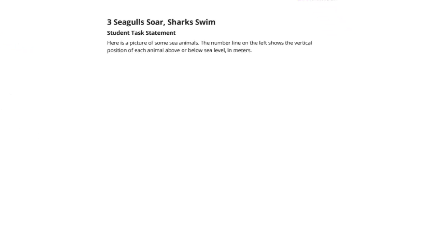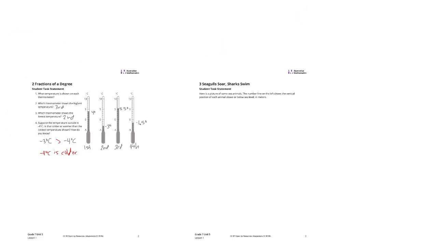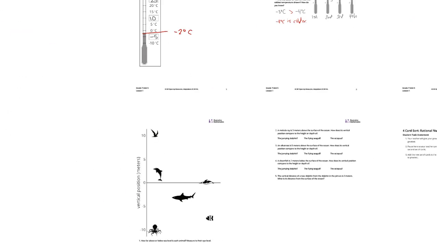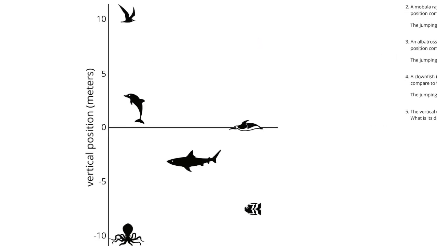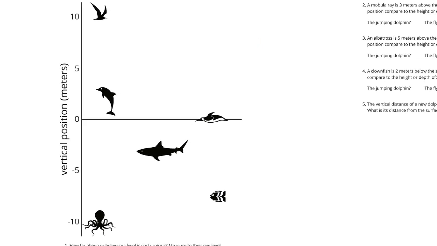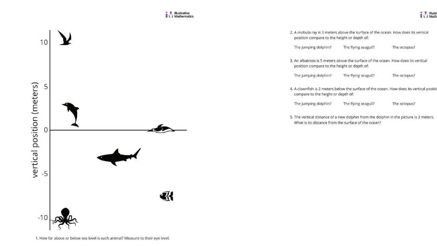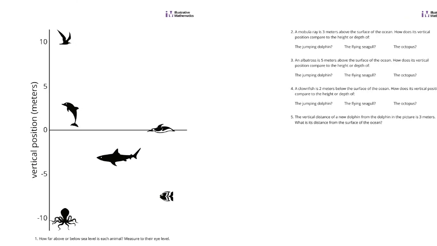Seagulls soar, sharks swim. Here is a picture of some sea animals. The number line on the left will show the vertical position of each animal above or below sea level in meters. And so we're going to be going back and forth between these here. Or we can just zoom out right here and hopefully answer these questions. How far above or below sea level is each animal? Measure to their eye level.